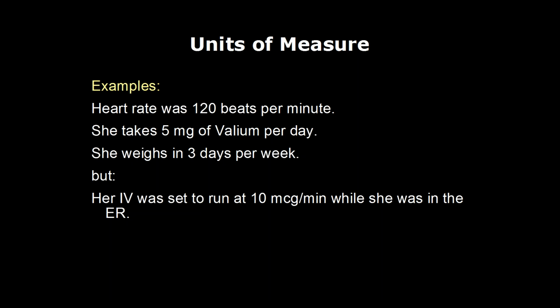Okay, but her IV was set to run at, and some of you who did Chapter 11 with me will remember this because they use it again. Her IV was set to run at 10 micrograms per minute while she was in the ER. What? Why are you allowed to use it there? Because of that exception rule that says when there's a non-metric unit and a metric unit together combined, then you can use the forward slash.